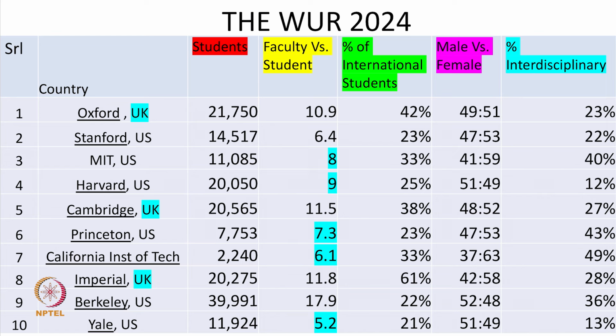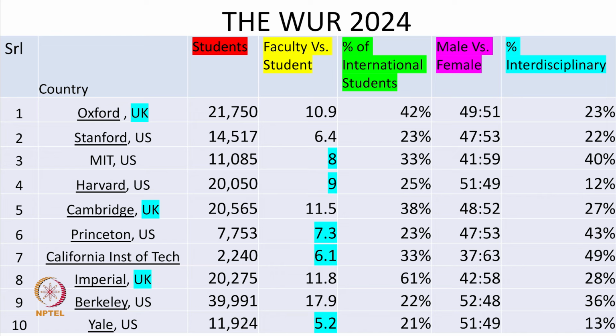Now, if we see the score sheet of the World University Ranking 2024, if you see the first 10 rankers, the interesting part is that out of 10, 7 are from the US and 3 are from the UK.